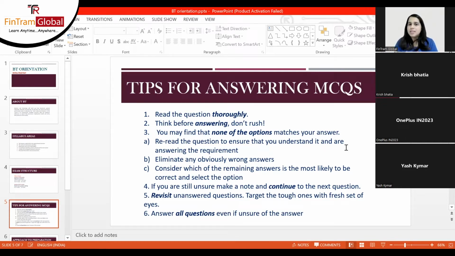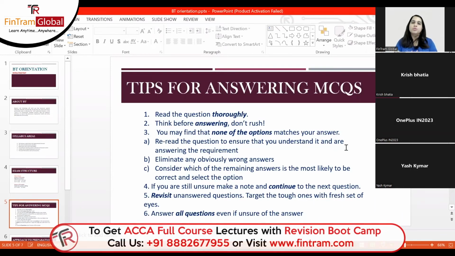Then you should, of course, consider whatever options remain. Let's say you have narrowed it down to 2. From that, you can try to select which could be the right option. But if you are still unsure and you do not want to waste more time on it, which is absolutely fine, we should not waste more time on a question which we do not know. We should always move on to the next question.